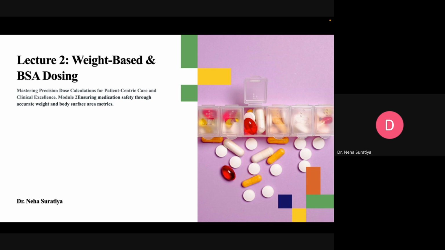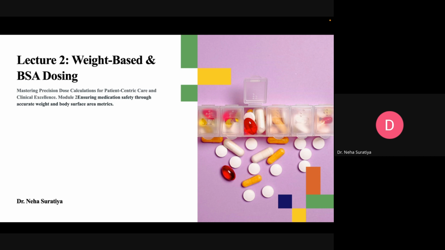Both of these dosing methods are used routinely. That's why I started the session with the word basic. This calculation is very basic, very raw. Any healthcare professional should know this basic calculation first. You need to understand the importance, and these two are routinely used to calculate doses in pediatrics, oncology, antibiotic therapy, critical care, and also in transplant medicine.